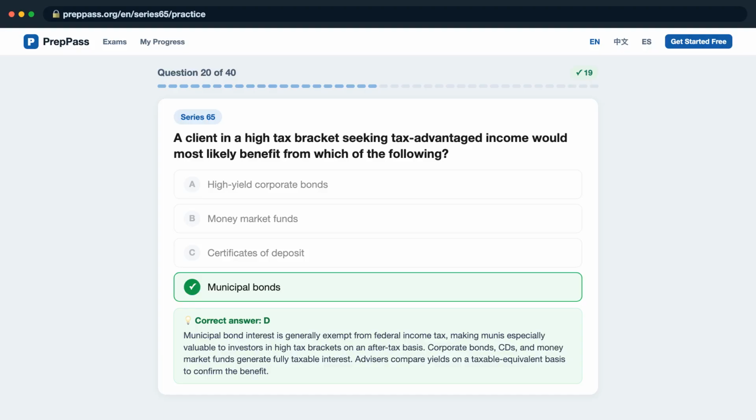Municipal bond interest is generally exempt from federal income tax, making munis especially valuable to investors in high tax brackets on an after-tax basis. Corporate bonds, CDs, and money market funds generate fully taxable interest. Advisors compare yields on a taxable equivalent basis to confirm the benefit.